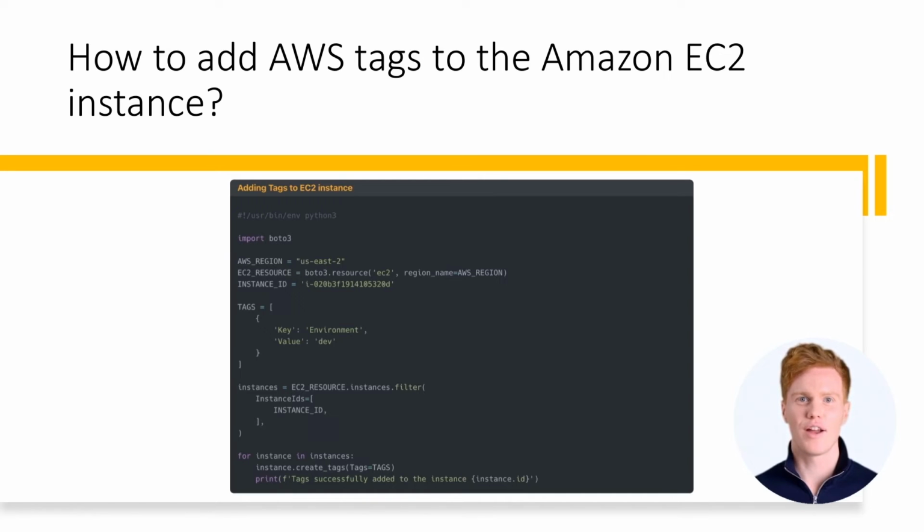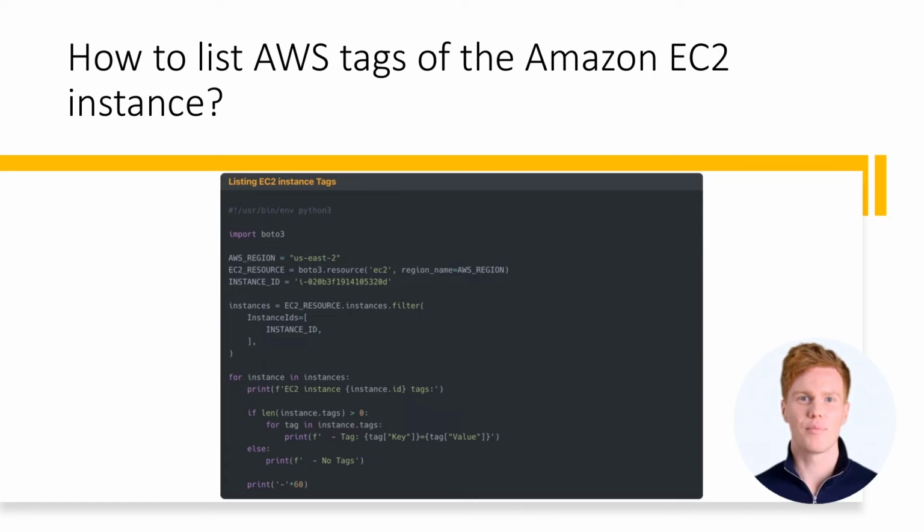As soon as you define a list of tags, use the create tags method of the instance class to apply it to the instance. As you can see, it's very easy to apply the create tags method to instances returned from the filtering operation. Similar to the processing of the block device mappings information, we can list AWS tags of one or more EC2 instances.